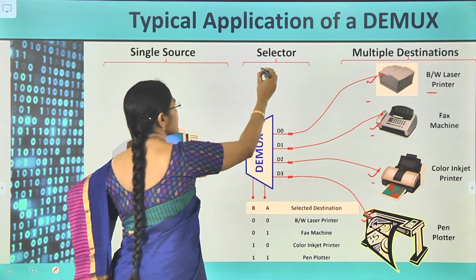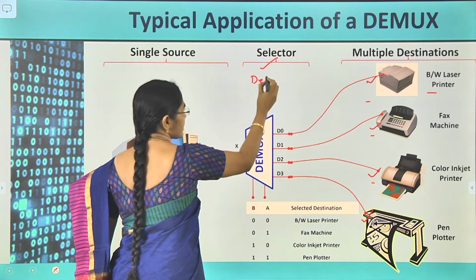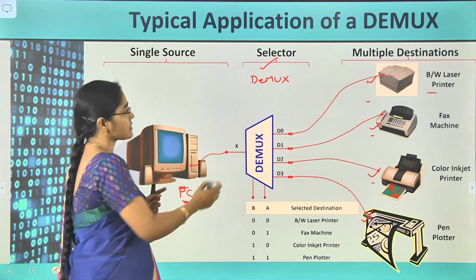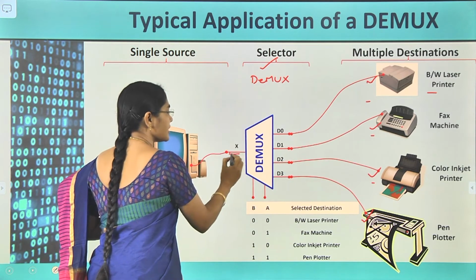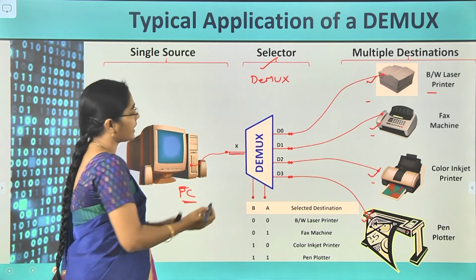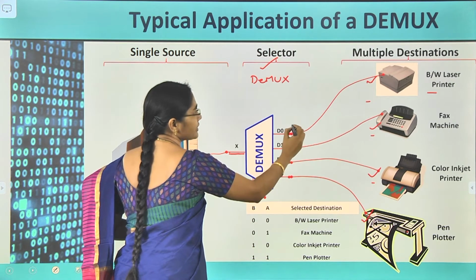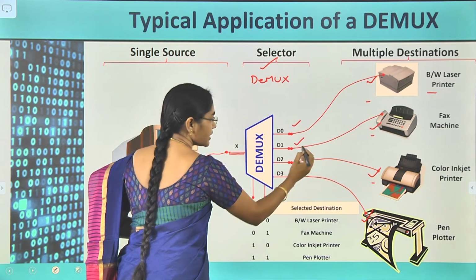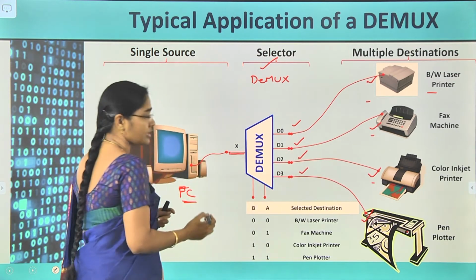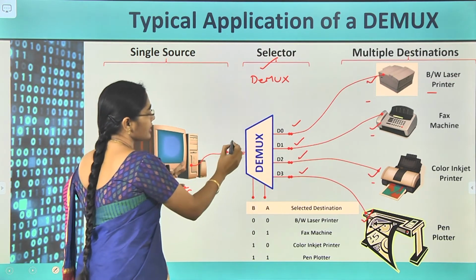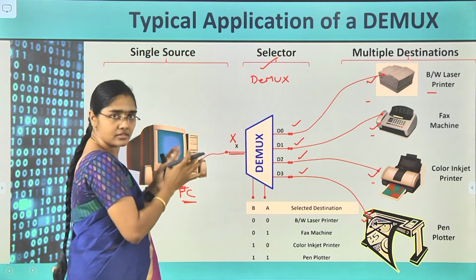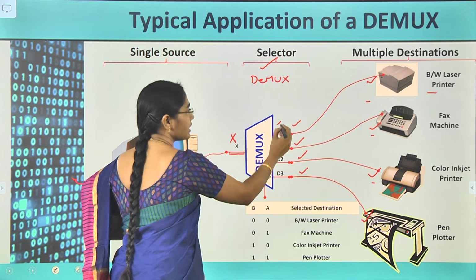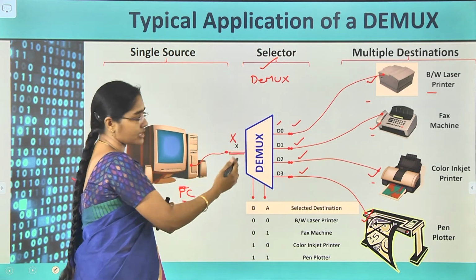That is, the selector here is the demultiplexer. This demultiplexer is taking the signal and giving it to either the black and white printer, or fax machine, or color printer, or pen plotter. Okay, it means taking X as a signal from the PC, and that is connecting to D1. D1 is nothing but our first output device.